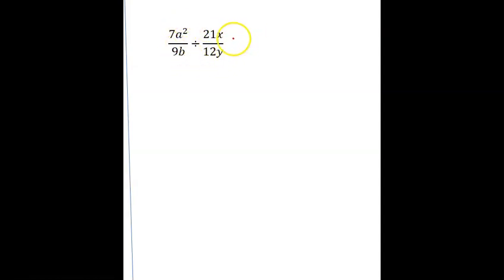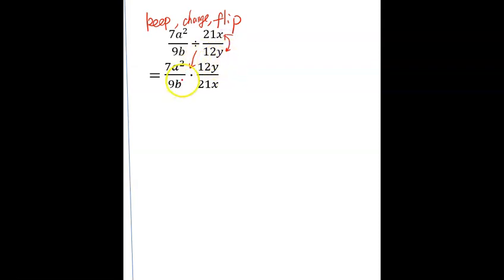In this problem, we have 2 fractions. We call them rational expressions, but they look like fractions. They just have variables in there. And this is similar to the previous example we talked about, division of fractions. So the rule doesn't change even though we have variables. We're still going to apply the same rule: keep, change, and flip. So we keep the first rational expression. If you want to call it a fraction, that's not a big problem. So we have 7a squared over 9b, and change division to multiplication, and flip 21x to the bottom and 12y to the top. So now we're going to have to multiply them.